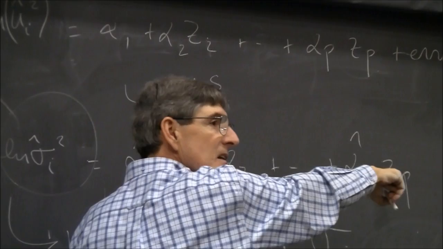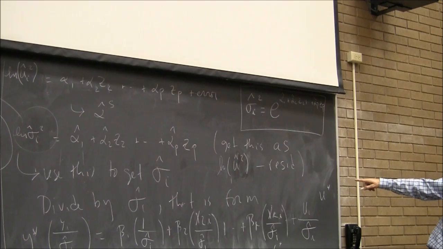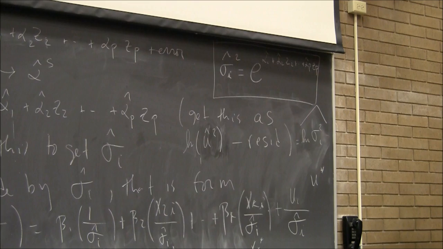Go ahead. And that's sigma squared, not just sigma? In this case, it's not sigma I anymore. Yeah. What you're getting here, this is the log of sigma hat. It's actually the log of, it's that. The hat goes over the whole thing, technically. You're getting an estimate of that thing.